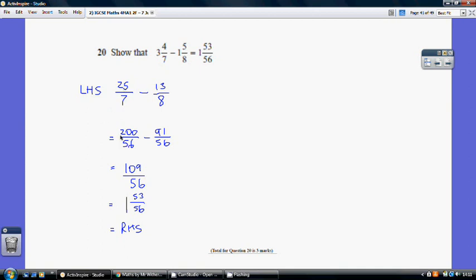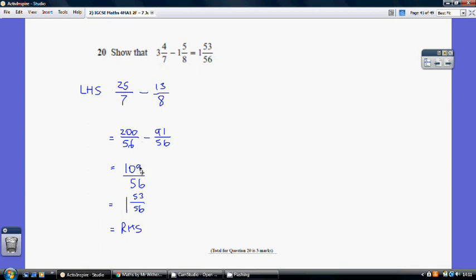So I times the numerator by 8 as well. 25 times 8 is 200. Moving on to this one, how do I turn the 8 into 56? I times it by 7, so times the numerator by 7 as well. 13 times 7 is 91. Now that I've got the common denominator, I can just subtract the numerators. 200 take away 91 is 109.